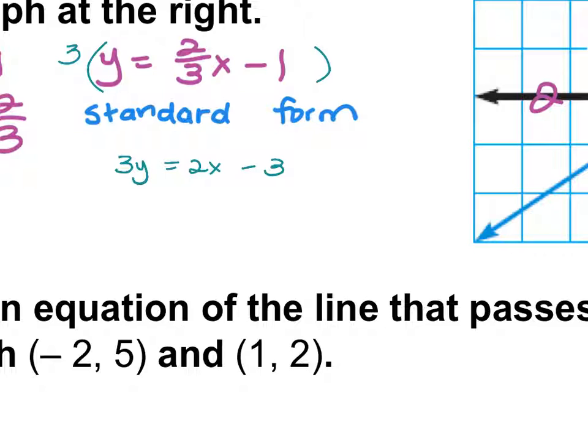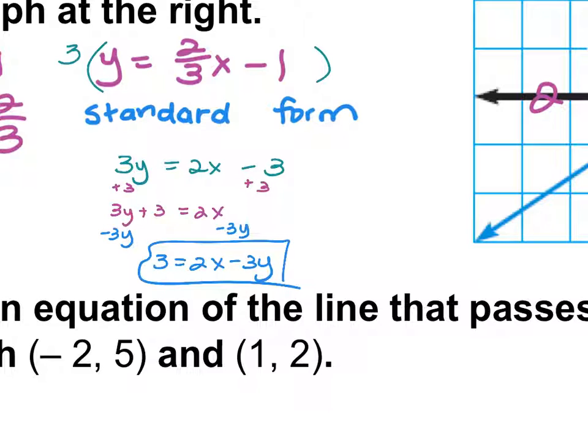Now I need the x to stay positive, which means what's moving? The 3 is going to the other side, and the 3y is coming to the side with the x, right? So I can add the 3 and then subtract the 3y. Okay, the 3 can be on the left or the right, doesn't matter. But the x has to be positive and you can't have any fractions.